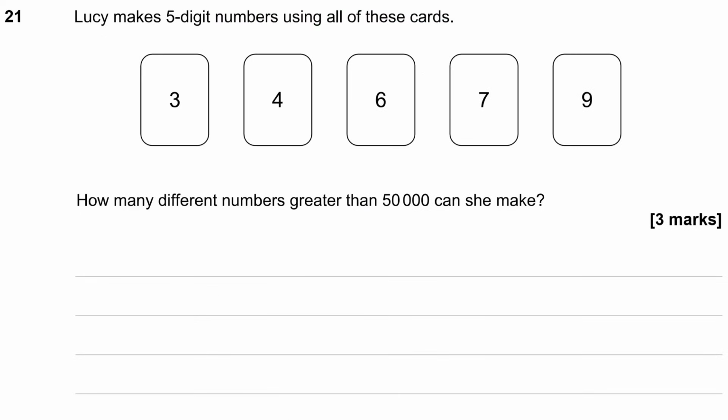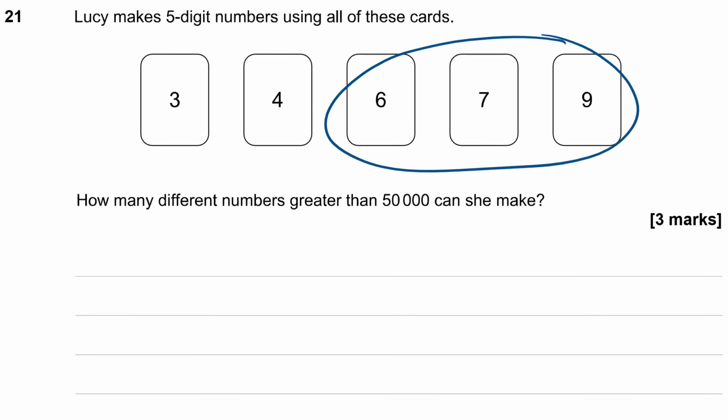Lucy makes 5-digit number cards using all of these cards: 3, 4, 6, 7 and 9. So how many different numbers greater than 50,000 can she make? Okay, so let's consider her choices. If she's going to make numbers bigger than 50,000, then there's a restriction on her first selection of her first digit card. She can only pick one of these 3 to start off with. So she's got 3 choices for her first selection.